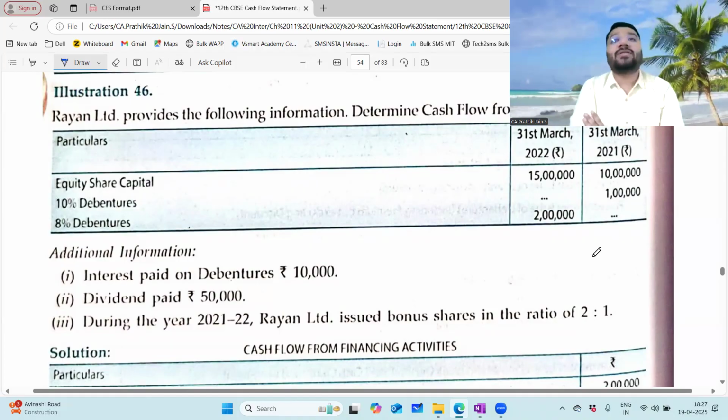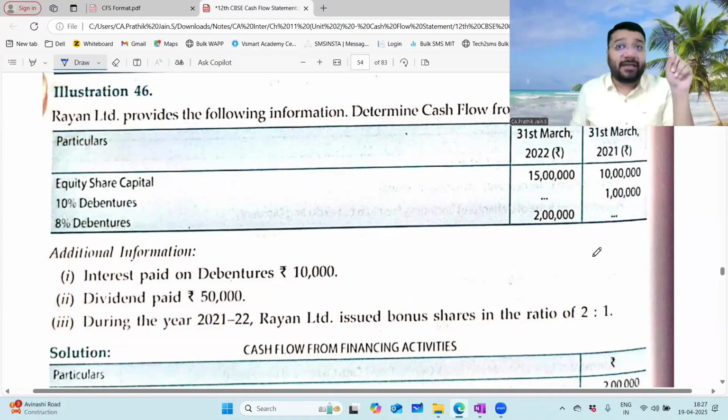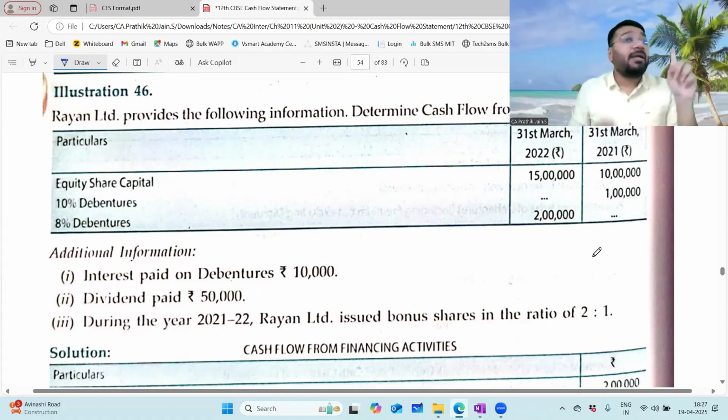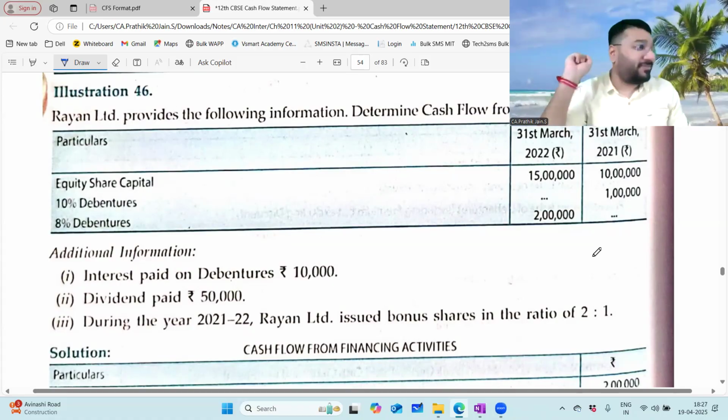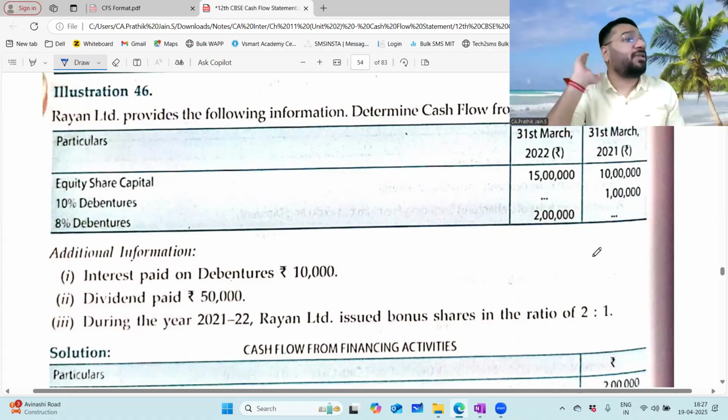If you look at all the questions that the ICA solved, wherever the question is silent about the date of purchase of the asset, the date of the sale of the asset, the date of issue of share capital, the date of redemption of capital, the date of issue of debenture, the date of redemption of debenture, wherever the date is silent, always they have assumed in the intermediate level for cash flow statement, all that has happened in the beginning of the financial year. So the assumption needs to be changed here.